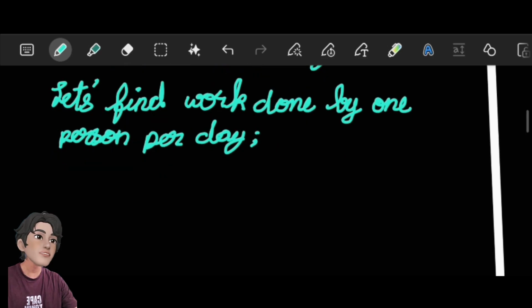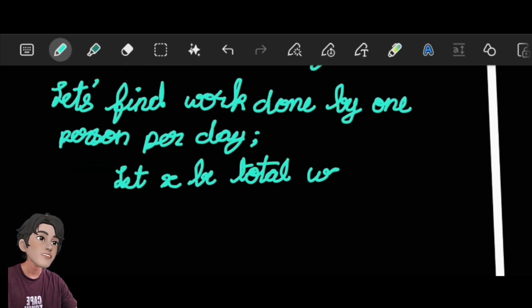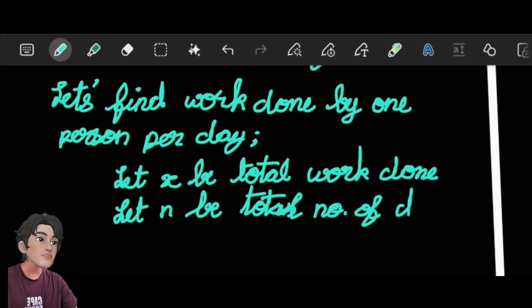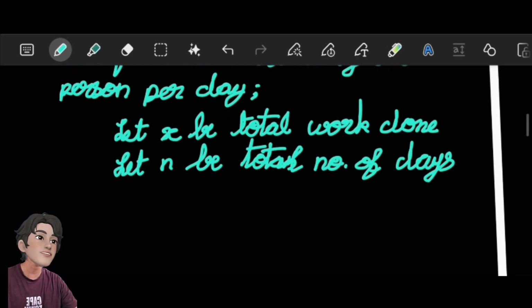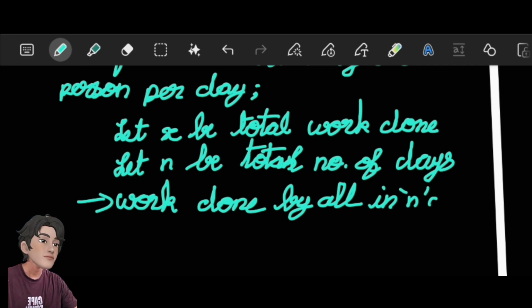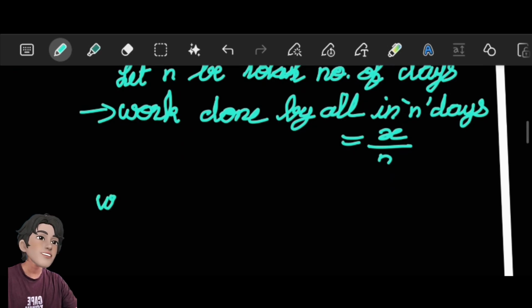To solve this, let x be the total work done, and let n be the total number of days taken to complete the work. Now, the work done by all in one day is nothing but the total work done divided by the total number of days the work had taken. So we get x by n.